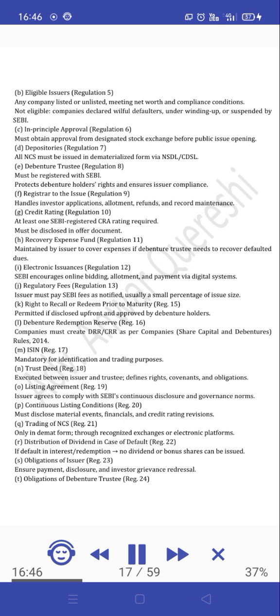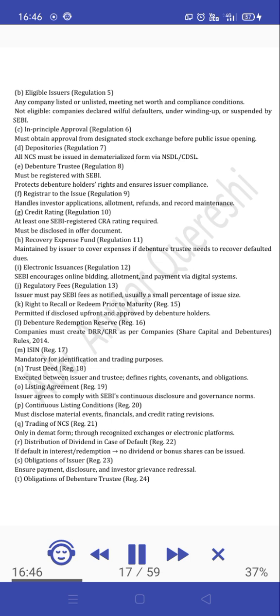F. Registrar to the issue, Regulation 9. Handles investor applications, allotment, refunds, and record maintenance. G. Credit rating, Regulation 10. At least one SEBI registered CRA rating required. Must be disclosed in offer document. H. Recovery expense fund, Regulation 11. Maintained by issuer to cover expenses if debenture trustee needs to recover defaulted dues.